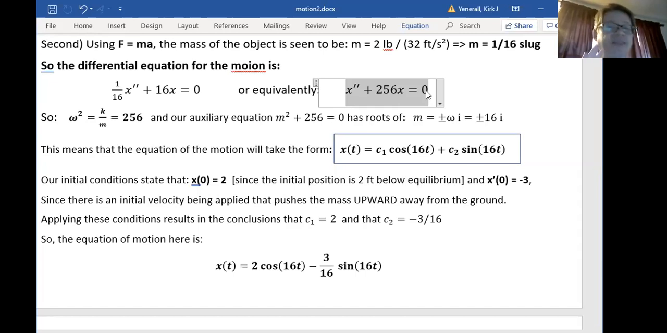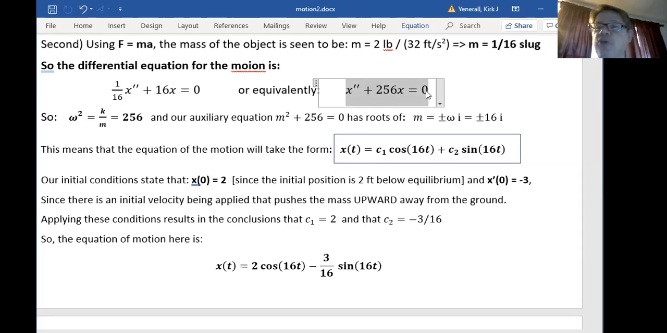That's a nice second order linear homogeneous differential equation with constant coefficients. It's got an auxiliary equation of m squared plus 256 equal to 0. And when we solve that for m, we're going to find that m is equal to plus or minus the square root of negative 256, which is really m equal to plus or minus 16i.